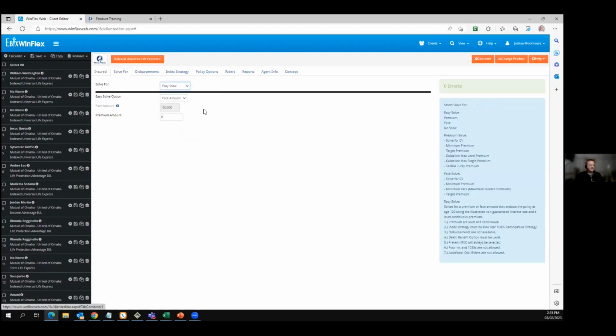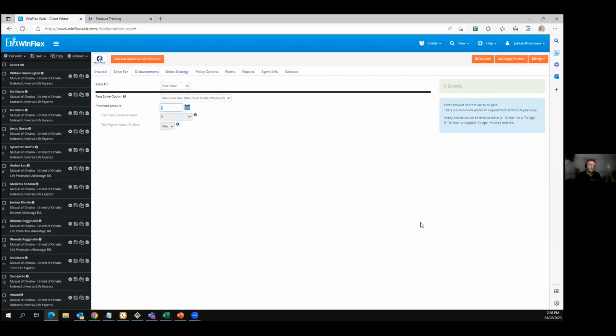He has a goal of minimum death benefit, maximum cash value. So this is the right way to run for him. Yep, to maximize cash value, what we normally do is a face-off solve in this instance. Again, it's going to go to minimum face, maximum funded premium. And then you put in the amount he's looking to pay, about 300 a month. So let's do 300.